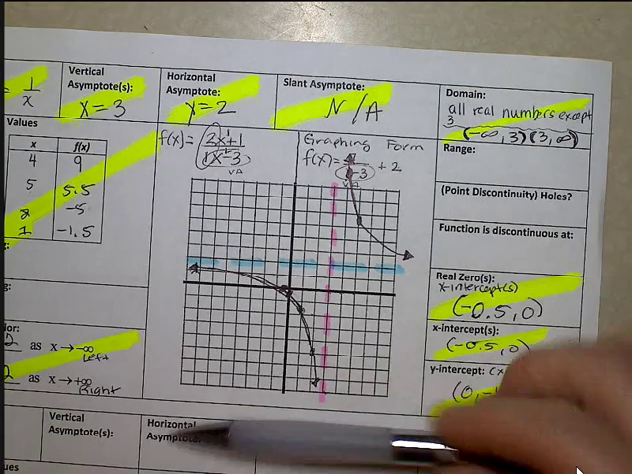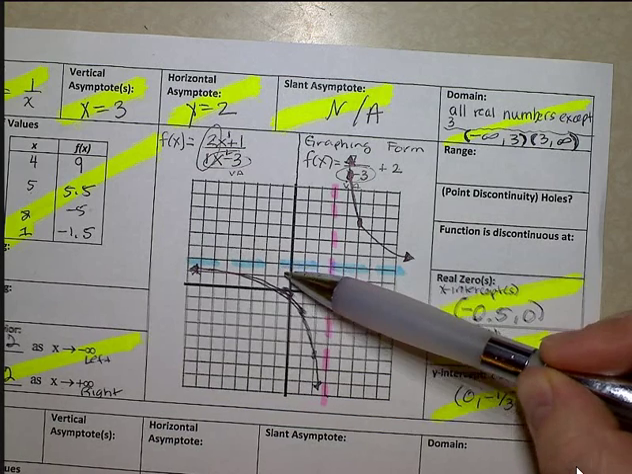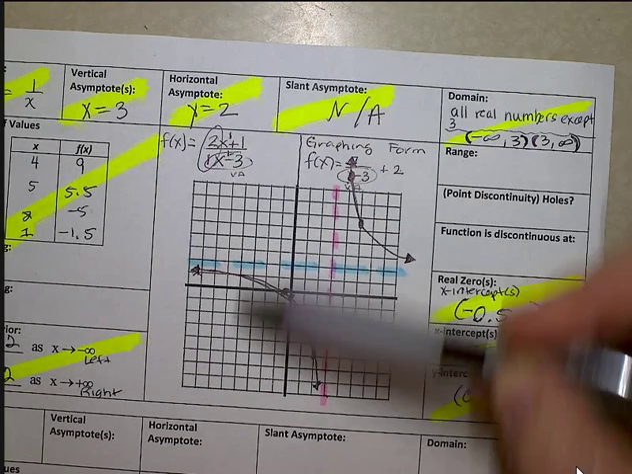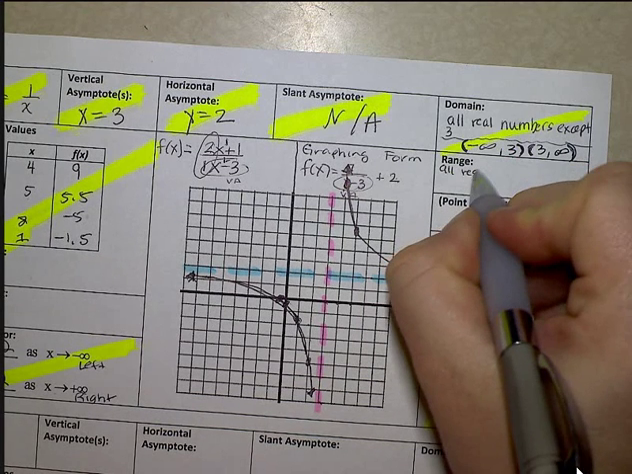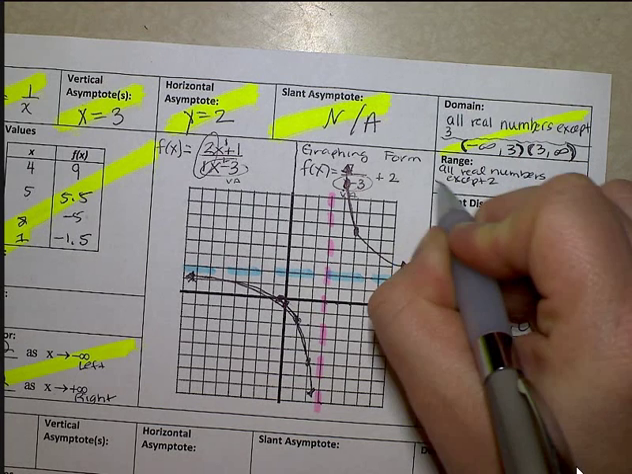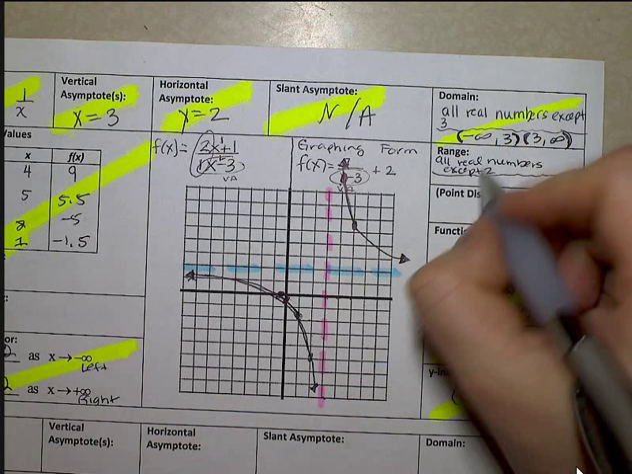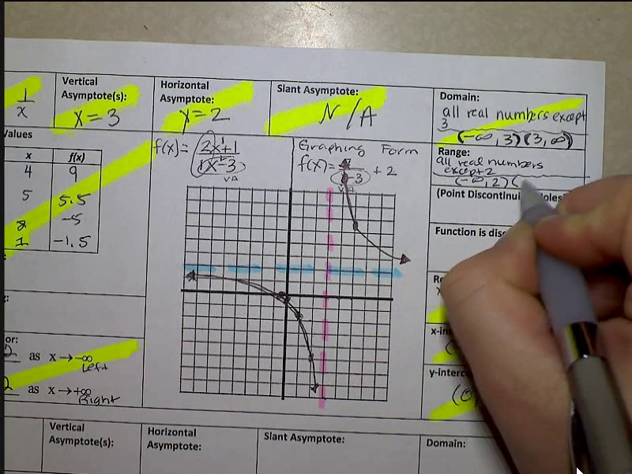Okay, the range. I'm going to start from the bottom. So if we follow this function, it comes up, it comes up, it comes up. It gets very close to the blue line. It never touches it. It's like it jumps over the blue line, and then it starts again, and it keeps going up. So the range occurs at all real numbers except the number 2. So all real numbers except 2. Now we're going to put it into interval notation. Interval notation is going to be from negative infinity up to 2, and from 2 to positive infinity.